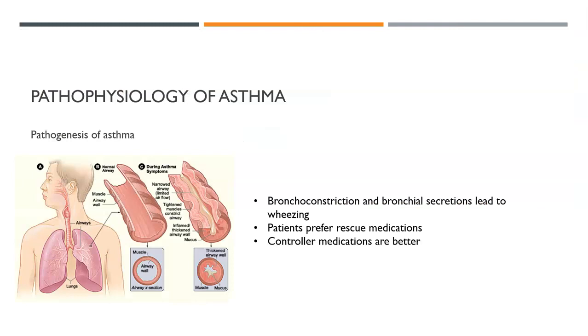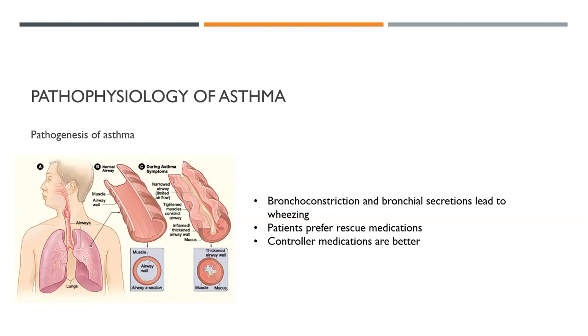So let's go over the pathogenesis of asthma. In this diagram, you see a normal airway. The muscle is smooth, the airway wall looks good, there's a good flow. And then you see what happens during asthma, where there's a narrowed airway, there's limited flow in there, the muscles are tight, they're spasming, the airway wall is thickened, there's mucus that's building up.